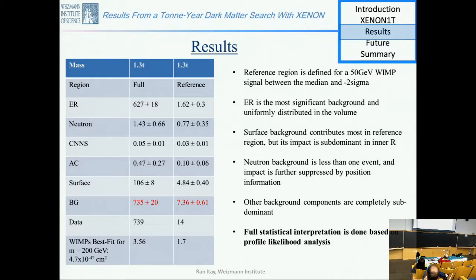So as I said, all other background components are completely subdominant. And again, let me emphasize, the full statistical interpretation is done using a profile likelihood analysis on this column here. Okay?